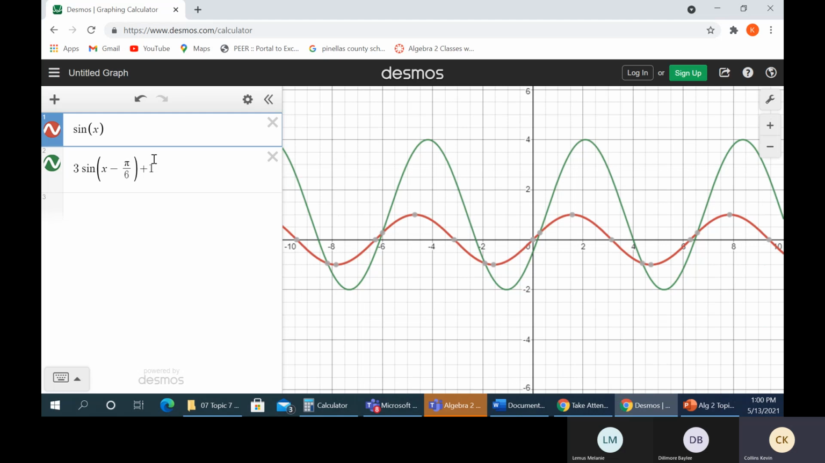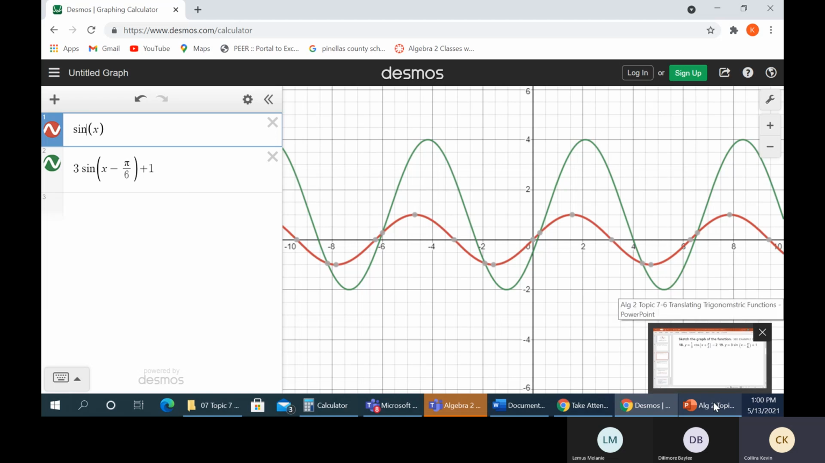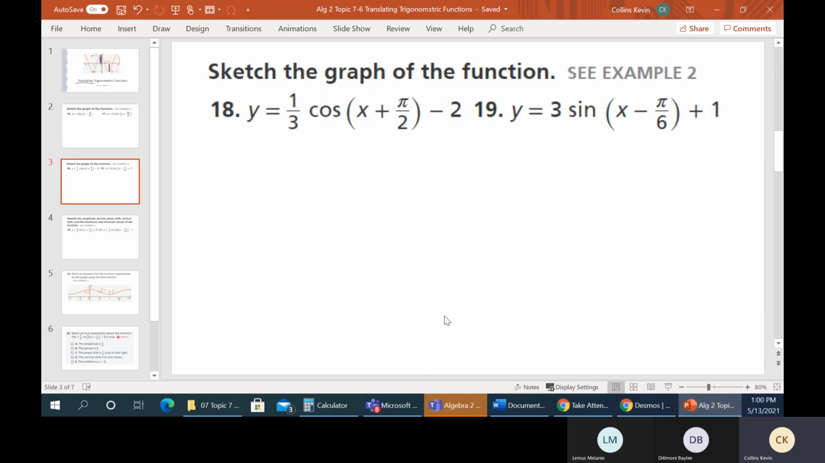Questions? So again, a good way to learn this stuff is to go to Desmos and just kind of pop things in and out and see what happens. You can definitely get a lot out of Desmos. All right, so let's continue on.